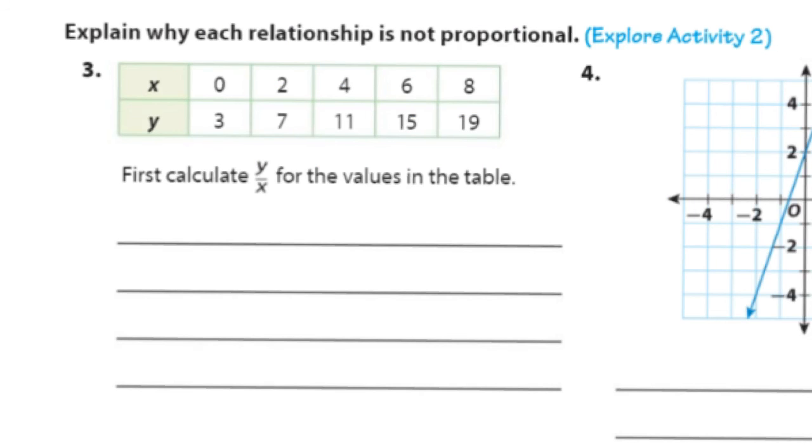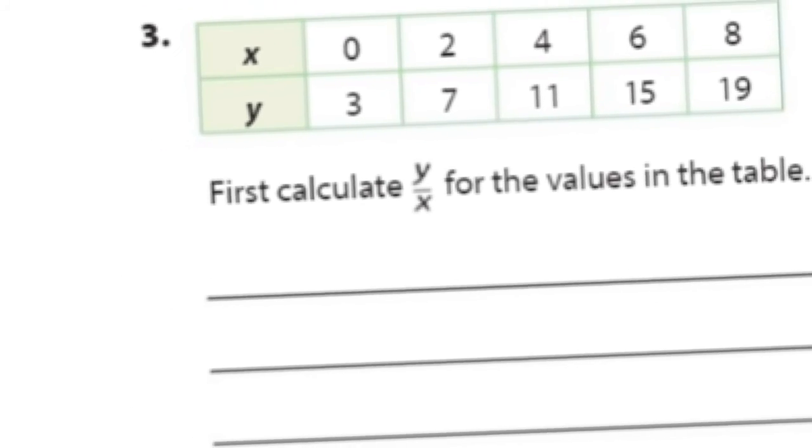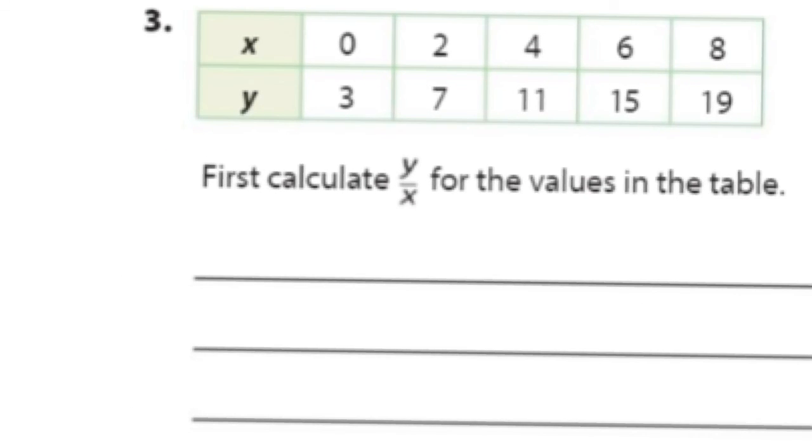Okay, for 3 and 4, they want us to explain why they're not proportional. On 3, it asks you to calculate y divided by x first. So you're going to take y and divide it by x. So 3 divided by 4 is undefined.